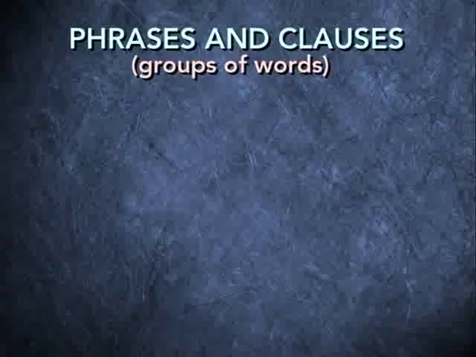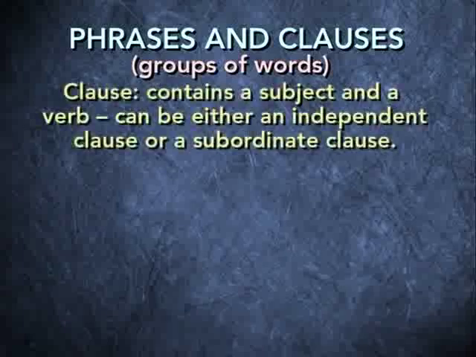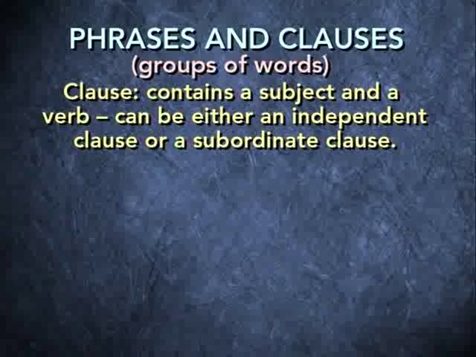So far, we've been talking about the use of single words as modifiers, namely adjectives and adverbs. Sometimes groups of words can be used as modifiers, specifically phrases and clauses. Now, if you've watched the program in this series that deals with sentence structure, then you're familiar with phrases and clauses. Both phrases and clauses are groups of words. The main difference between them is that a clause contains a subject and a verb. And a clause can be either an independent clause or a subordinate clause.